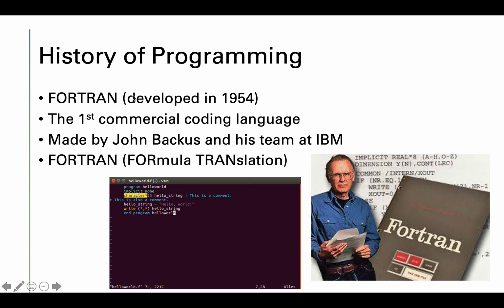Here we have Fortran, developed in 1954. I believe the first commercial coding language was developed in 1954 with Fortran. It was made by John Backus and his team at IBM.